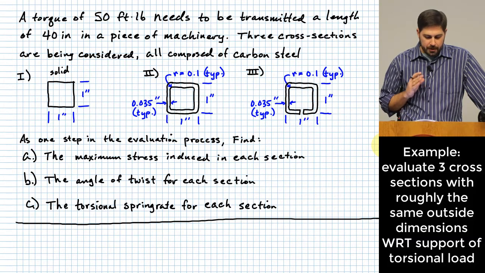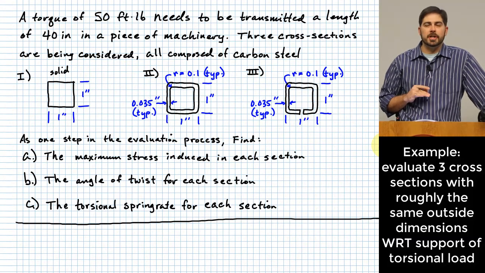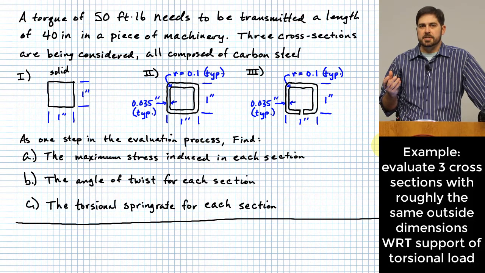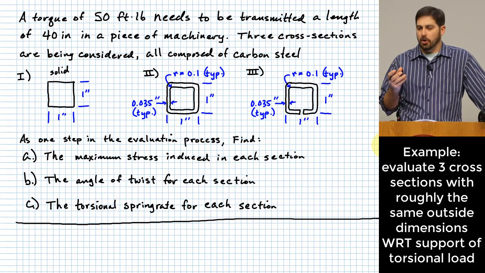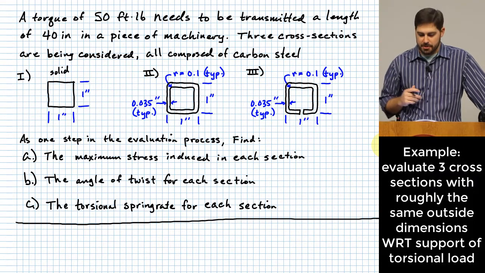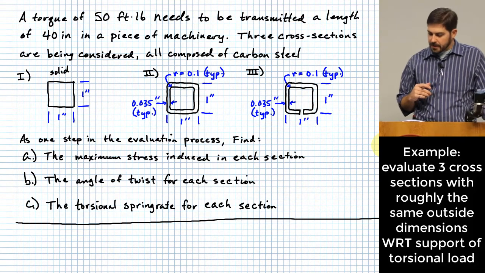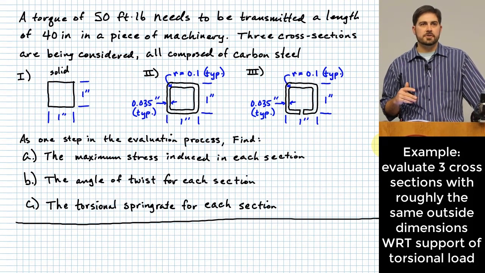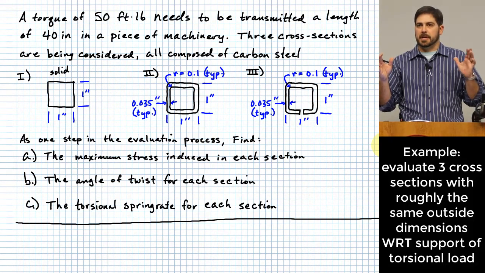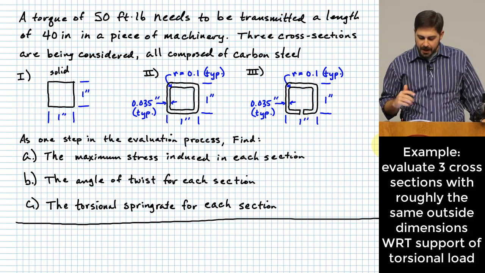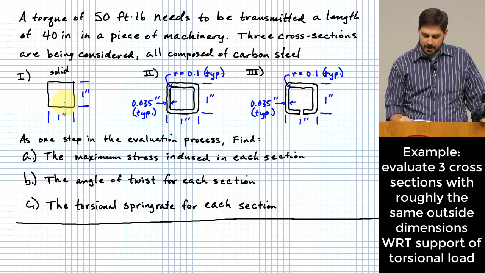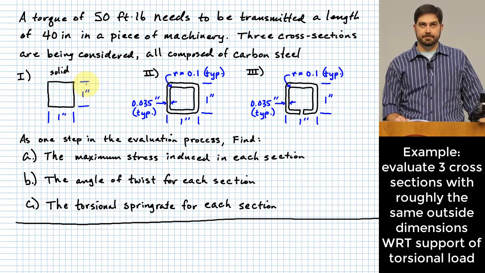All right, so a torque of 50 foot-pounds. Let's say we're building a machine, and this machine needs to transmit this torque of 50 foot-pounds over a distance of 40 inches, maybe from one part of the machine to another part of the machine. And 3 different cross-sections are being considered for this task. The 3 cross-sections are all made of carbon steel. They all have 1-inch square outer dimensions, roughly speaking. One idea is that we could use a solid member that is 1 inch by 1 inch.